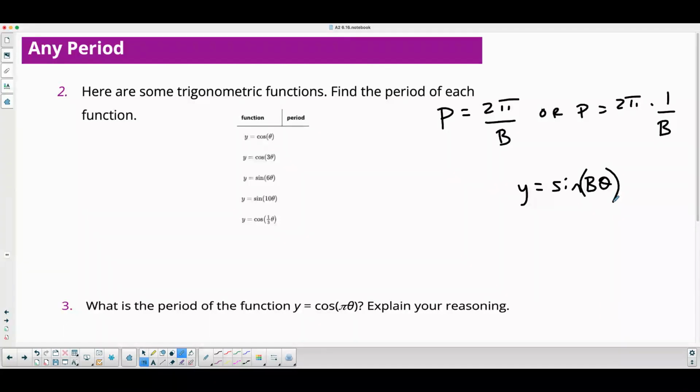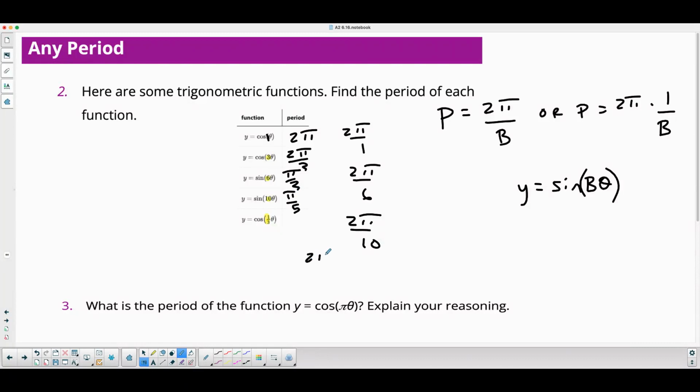So in here, my b is the 1 in front of the theta, so it's just 2 pi over 1. So that one's 2 pi. My b here is the 3, so it's 2 pi over 3. My b here is the 6, so this is going to be 2 pi over 6. Let's reduce it to pi over 3. 2 pi over 10. Let's reduce that to pi over 5.